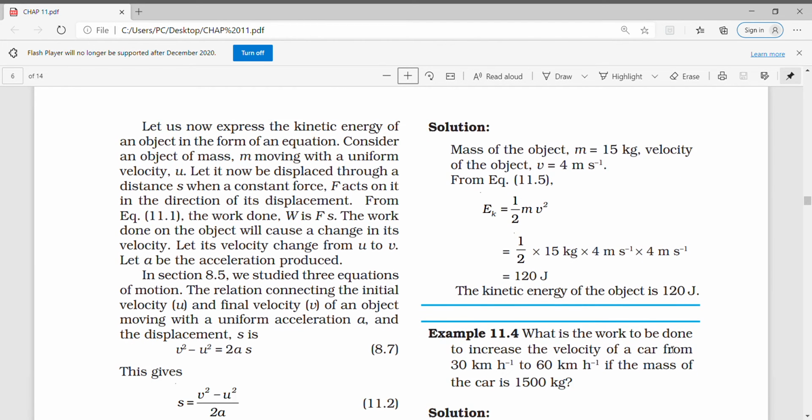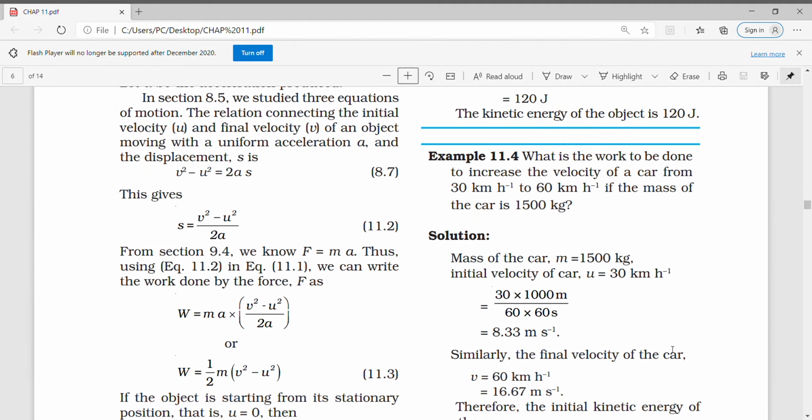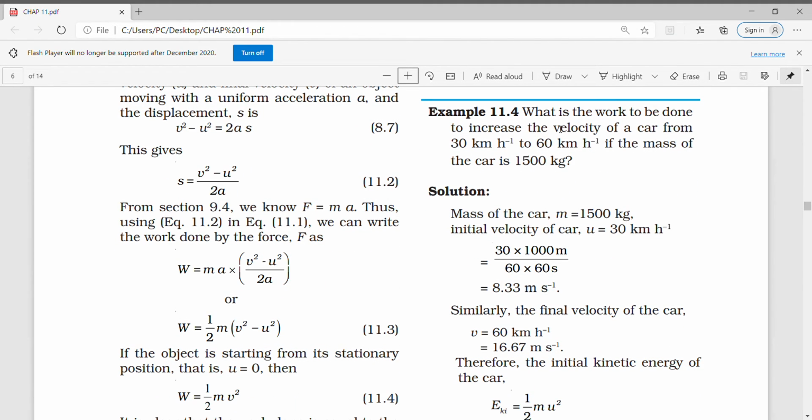Now we have example 11.4. Question is, what is the work to be done to increase the velocity of a car from 30 kilometer per hour to 60 kilometer per hour if the mass of the car is 1500 kilogram? You know that if velocity of anything is increased, then some work has to be done. So you are to calculate that work done. So in this case, we will be calculating initial kinetic energy, we'll calculate final kinetic energy, then we'll find the difference, and this difference is equal to the work done.